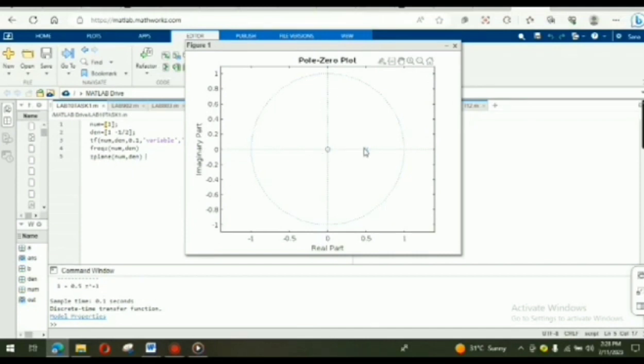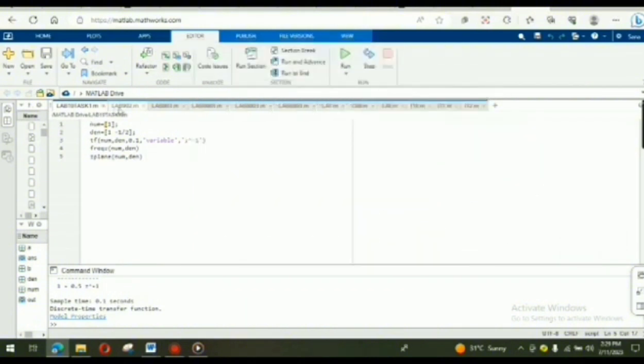For the stability, there are three conditions: if the poles are inside of the unit circle, the system is stable; if the poles are outside of the unit circle, the system is unstable; and if the poles are on the unit circle, the system is partially stable. Here the poles are inside, so the system is stable.